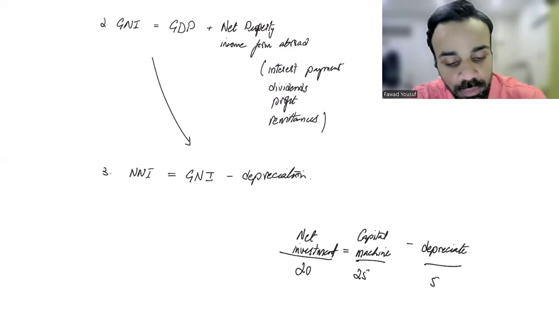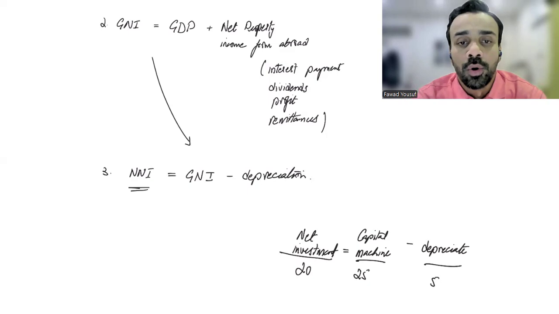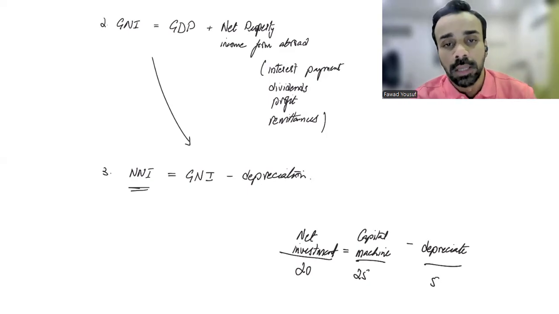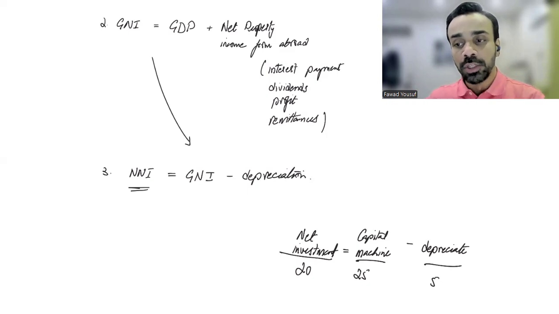इसी वजह से we say NNI is even a better measure of economic output because it also factors in the using up of the resources and nets it with the new.